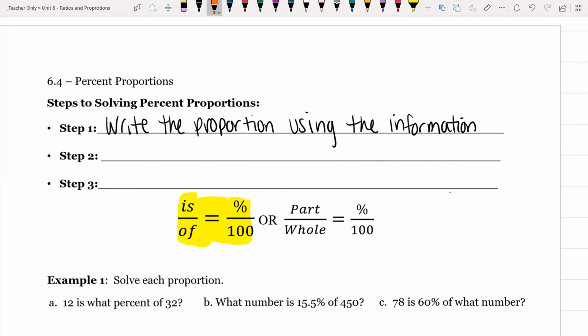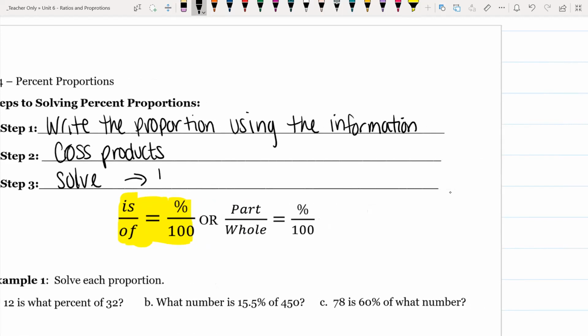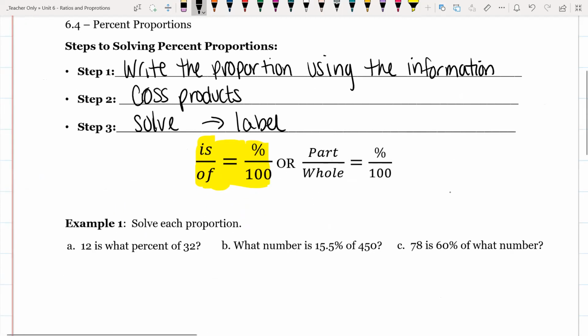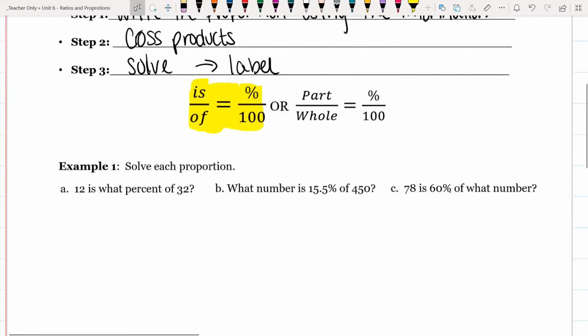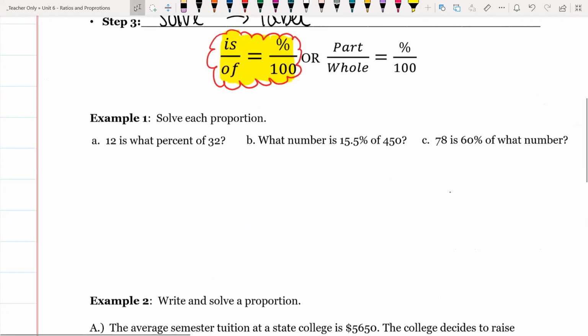Then we're going to use our cross products, and then we're going to solve. And if it's a word problem, then you'll label your answer. So we're going to use this formula for everything. You're going to hear me say this what's going to feel like 100 times in this problem.